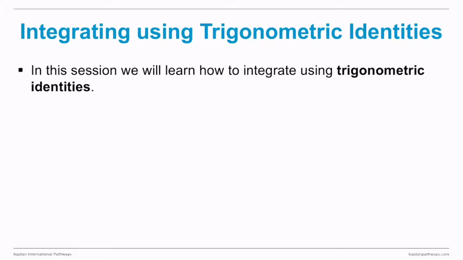Right. Integrating using trigonometric identities. These trigonometric identities, which we have done before, are the double angle formulas. We're going to use them when we have integration for sine squared, cosine squared, or sine x cosine x. So in these three cases, you will use the trigonometric identities.